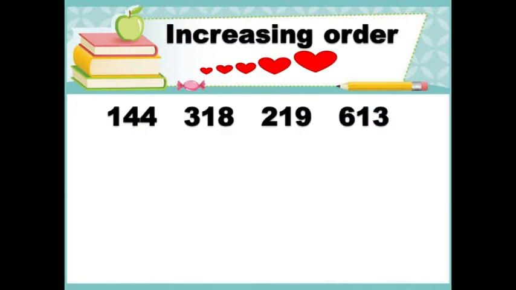Next one, we have here the 3-digit numbers. We have 144, 318, 219, and 613. Just like the 2-digit number, we have to look at the highest place value. In here, we have 3 digits, so we use 3 place value, the hundred, tens, and ones. And the biggest place value in there is the hundred. So look at the number in hundreds. We have there 1, 3, 2, 6. We have to arrange this from increasing order.